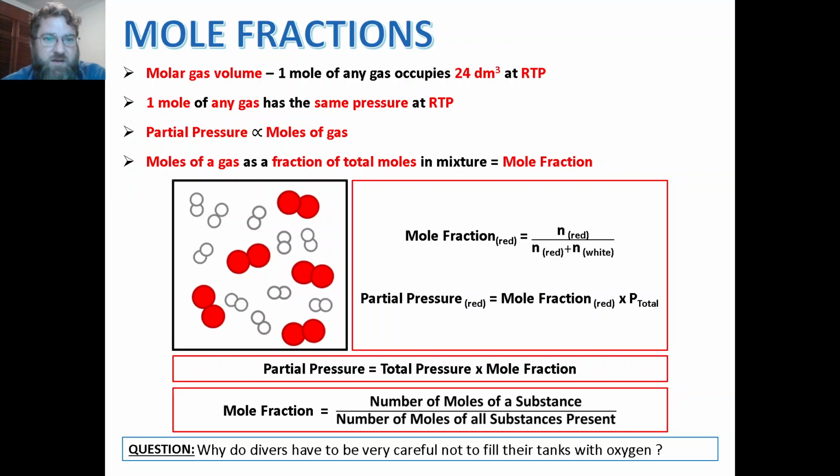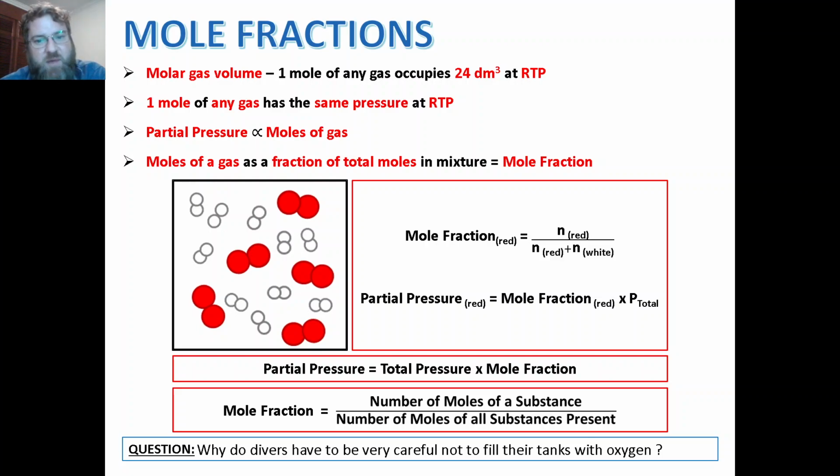It's always going to be less than 1: 0.8, 0.6, 0.5, 0.2, whatever. If you wanted to work out the fraction of that container that is the red ones, the red diatomics, then you'd take the number of moles of the red diatomics and divide it by the sum of the number of moles of everything in there. Okay, in this case, red and white.